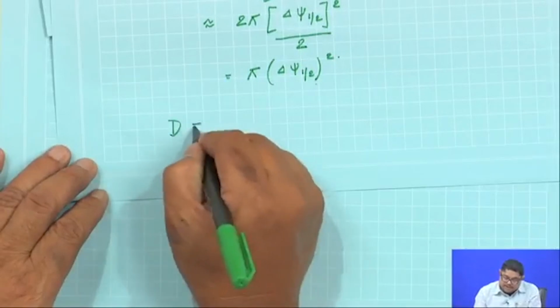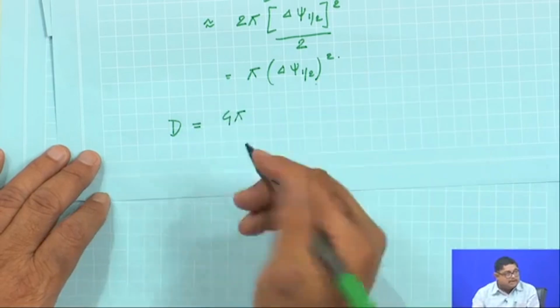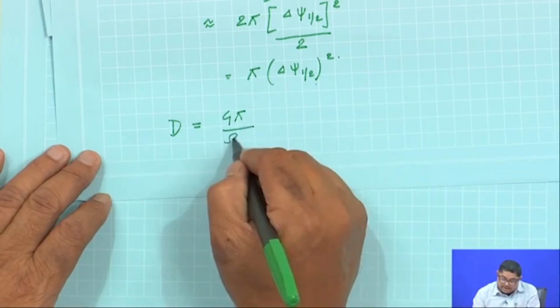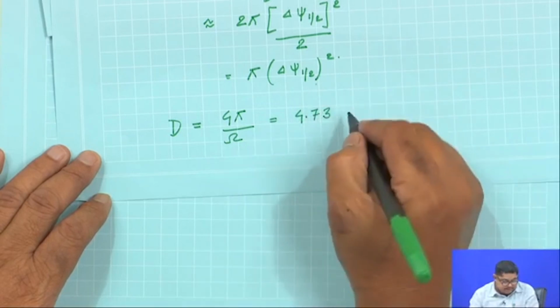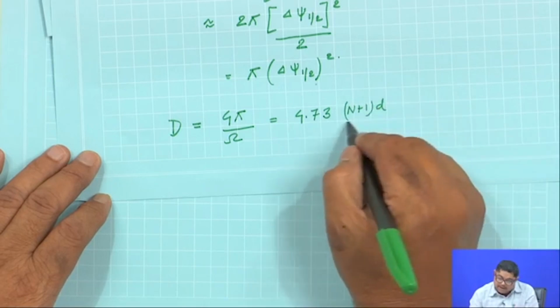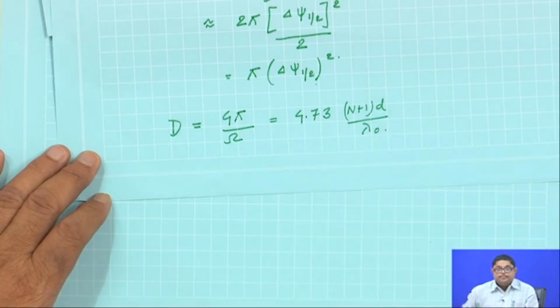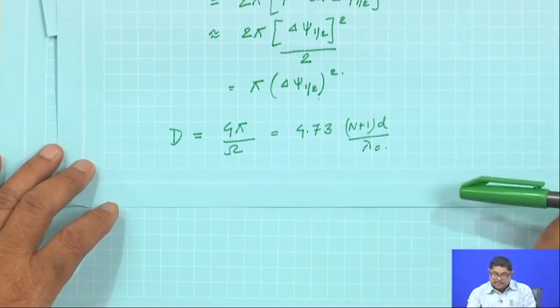So, we know what is directivity. For the isotropic radiator, the solid angle is 4 pi, divided by this psi. So, that is 4.73 n plus 1 into d by lambda naught. This is the directivity of the end fire array.